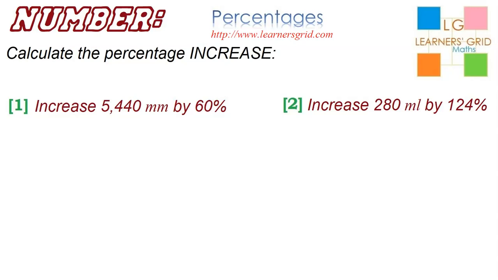Okay, so let's get on with it. Increase 5,440 millimeters by 60%. So as I said, you're going to need to be able to rename a percent as a decimal. So let's deal with 60%.